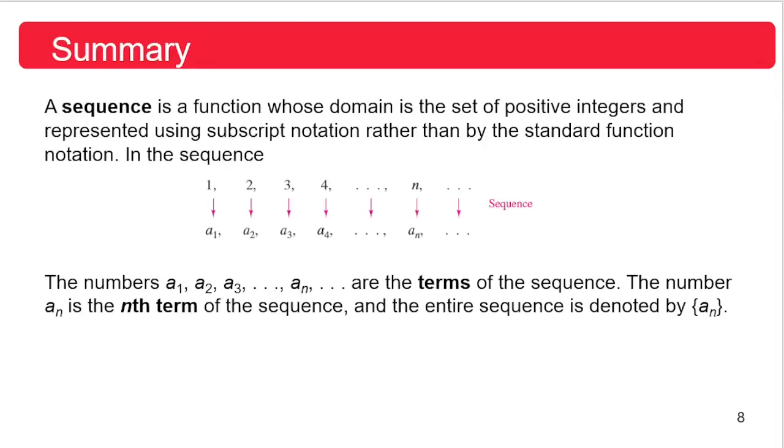Okay, so in summary, we have learned that a sequence is a function whose domain is the set of positive integers and represented using subscript notation rather than by the standard function notation. So in this figure, we have here a sequence from a sub 1 up to a sub n. So each positive integer from 1 to infinity is mapped onto each of the terms of the sequence. So these numbers a sub 1, a sub 2, and so on up to a sub n, and so on and so forth, these are called the terms of the sequence.